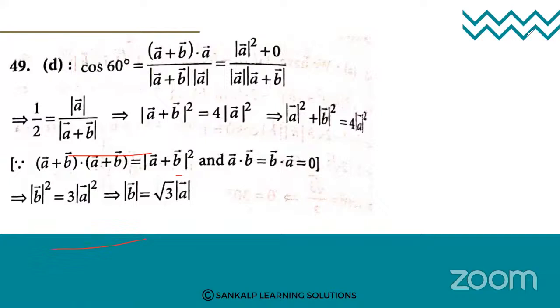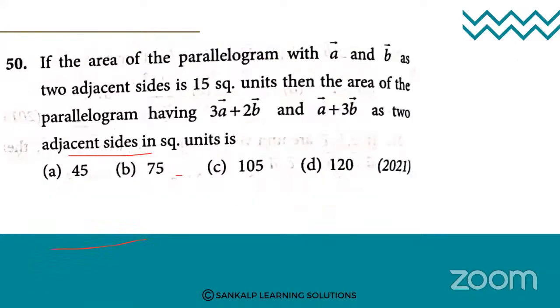Next, one more similar example we will discuss, and then conclude with today's session. See, if the area of a parallelogram with vectors A and B as adjacent sides is 15 units, then find the area of the parallelogram having 3A plus 2B and A plus 3B as two adjacent sides. So adjacent sides are given.